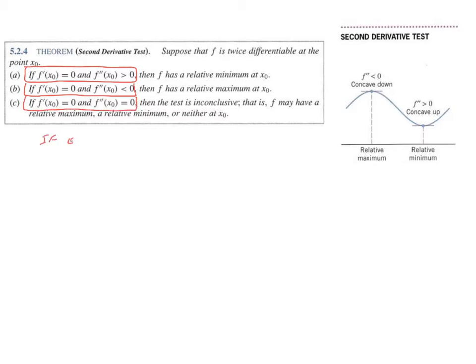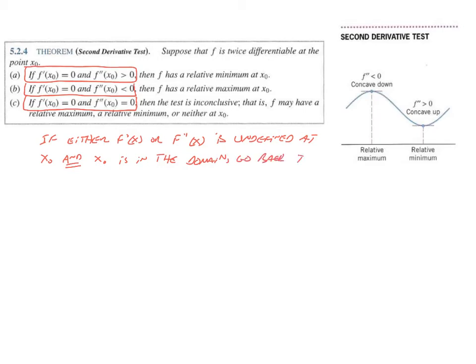If either f prime of x or f double prime of x is undefined at x sub 0 and x sub 0 is in the domain, go back to the first derivative test. The first derivative test is a little more robust. That's actually a real word. It's not a Toryism, meaning it stands up to undefined function outputs for critical points.